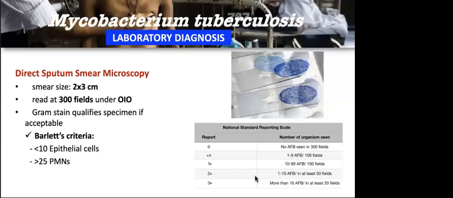Now, 1 plus, 2 plus, 3 plus would refer to the following. So 1 plus, if you're able to read about 10 to 99 acid fast per 100 fields. 2 plus, if you were able to read 1 to 10 acid fast bacilli in at least 50 fields. And 3 plus, if there were more than 10 acid fast in at least 20 fields. So that's how you're supposed to read your direct sputum smear.